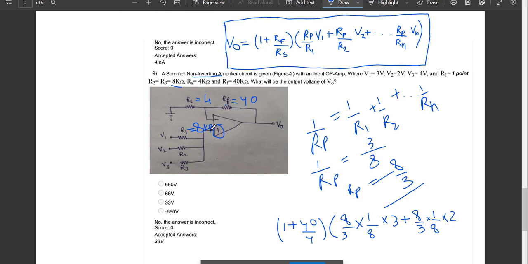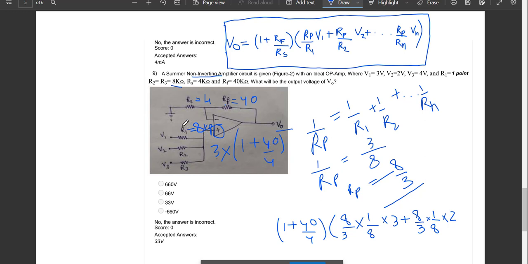Okay, tell me the voltage here. How much will the voltage be here? 3 volts, ma'am. Okay. So see, if you remember the formula, it won't take a lot of time. 33 volts at the end, right? So we got 33 volts: 3 times (1 plus 40/4), right?